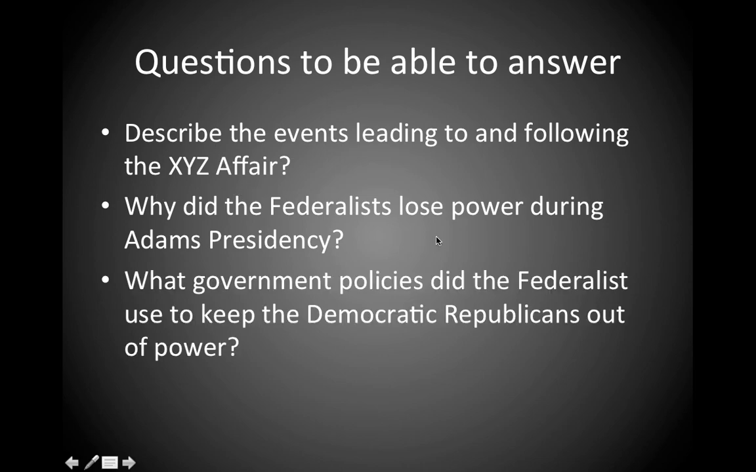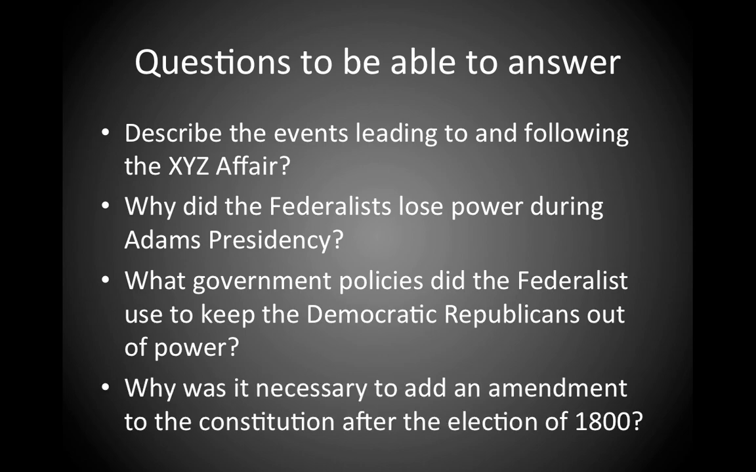What government policies did the Federalists use to keep the Democratic Republicans out of power? So what things did they try to prevent the Democratic Republican Party from gaining the power that the Federalists lost? And why was it necessary to add an amendment in addition to the Constitution? Okay, and again, if you're looking at an amendment, that's something that you add to the Constitution after the election of 1800.